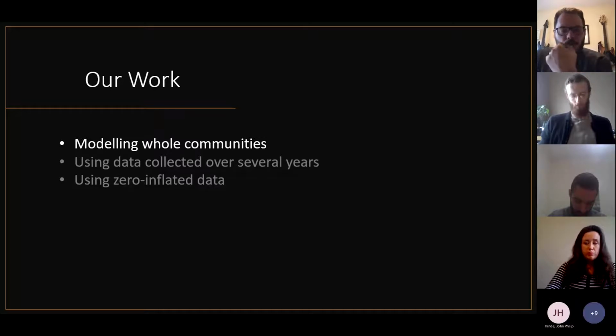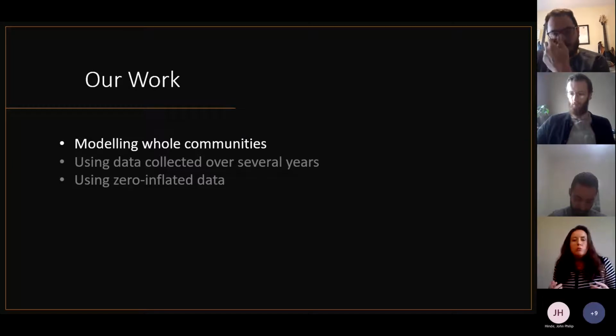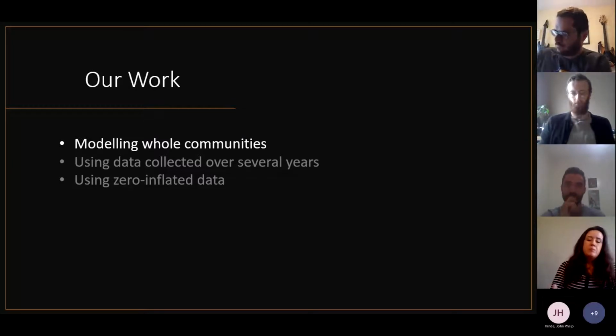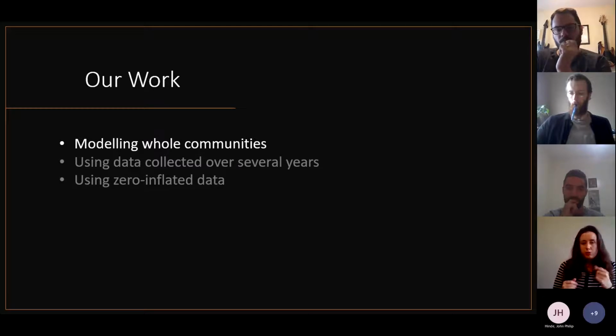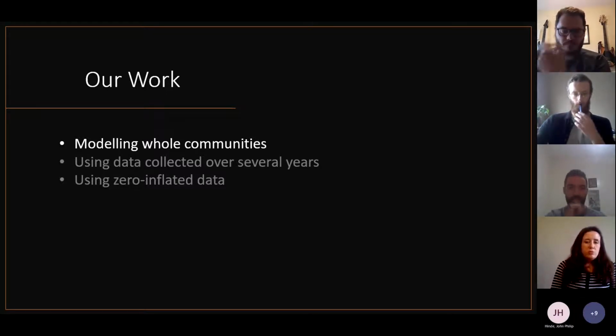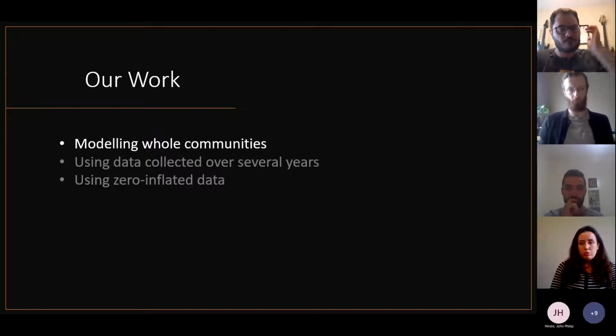Now there have been previous multi-species N-mixture models proposed, but one thing in particular that we wanted to look at was estimating the abundance of multiple species simultaneously and also estimating the correlation between abundances of different species. So that's where we started with our multi-species N-mixture model. After that, we looked at a model that would allow us to work with data that was collected over really long time frames. And after that, again, we looked at a model that would allow us to work with data that contained a large number of zero counts.